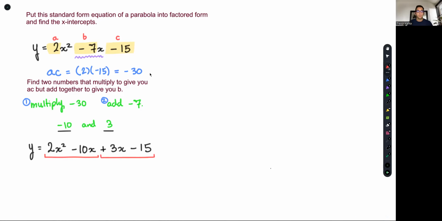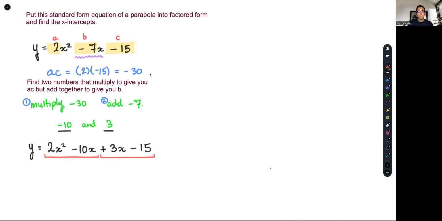When we factor by grouping, we're going to think about trying to find the greatest common factor of the terms in each group. So let's first look at the group on the left. We have 2x squared minus 10x. What's the greatest common factor of 2x squared minus 10x? Take a moment to pause if you need.